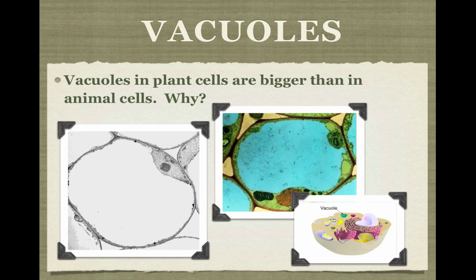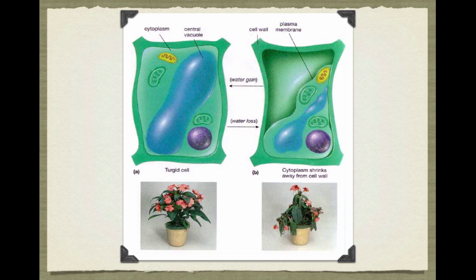And the last question that I have for you would be about vacuoles. As you know, vacuoles are found in both plant and animal cells. But the question I pose is that vacuoles in plant cells are bigger than in animal cells. Why is that? Maybe this image here could be a little bit of a hint, and we will go through it together in class tomorrow.